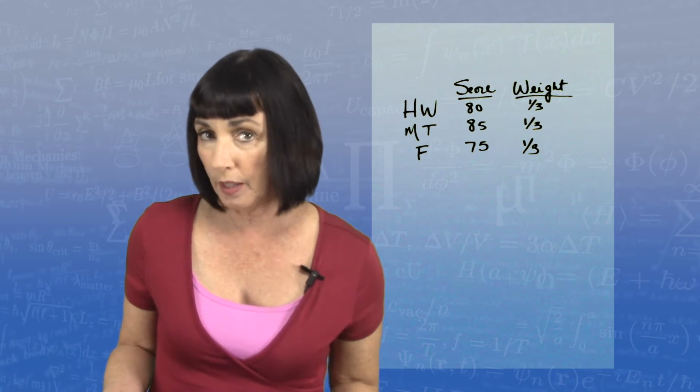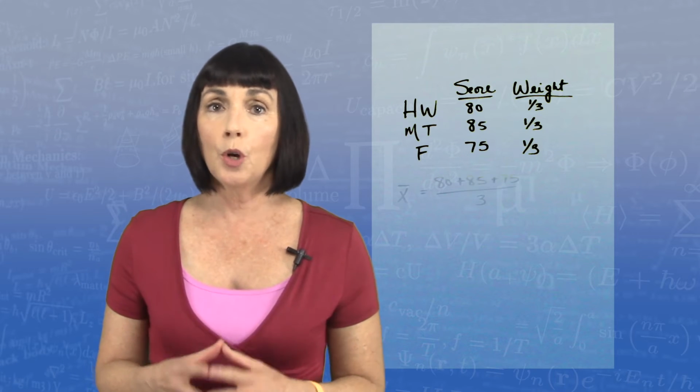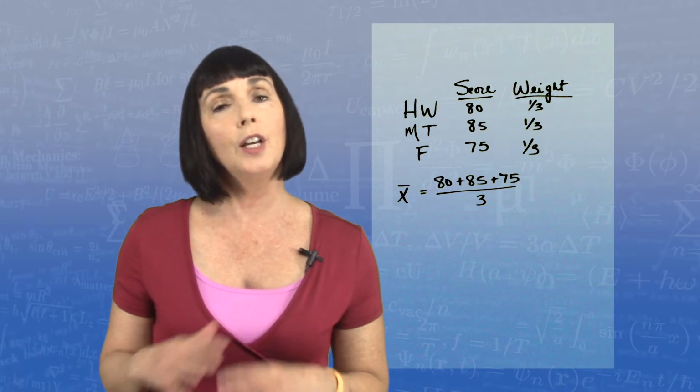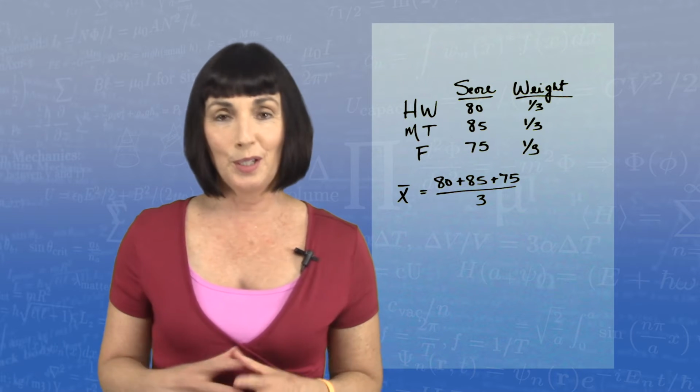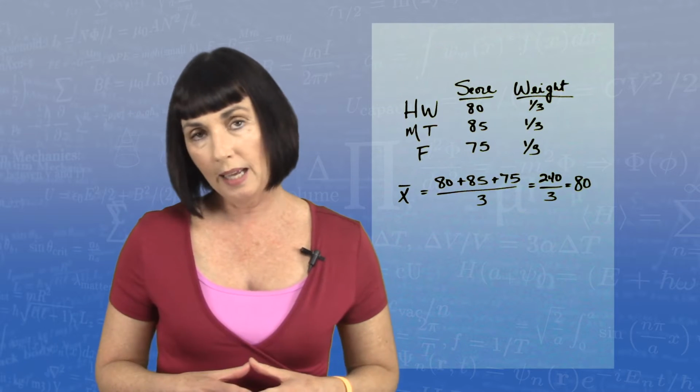Well, then to find your final score in the class, we could just take the mean of these scores. So we would have x bar is equal to 80 plus 85 plus 75 divided by 3, because we have 3 scores. That's equal to 240 over 3, which is equal to 80.